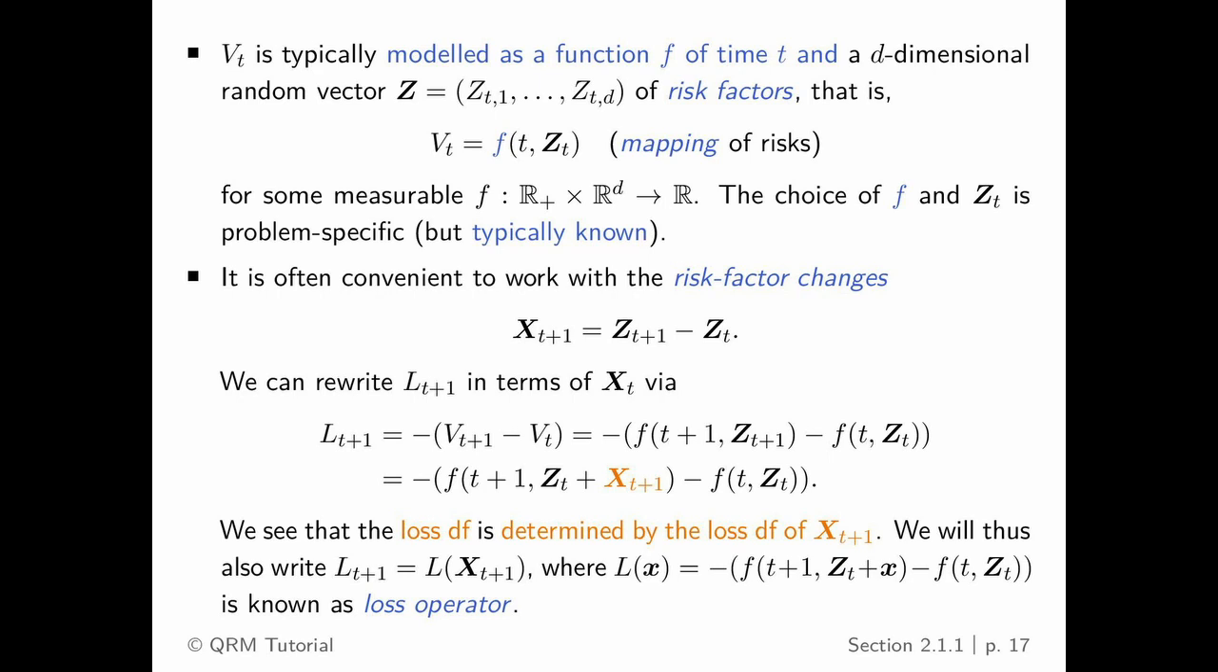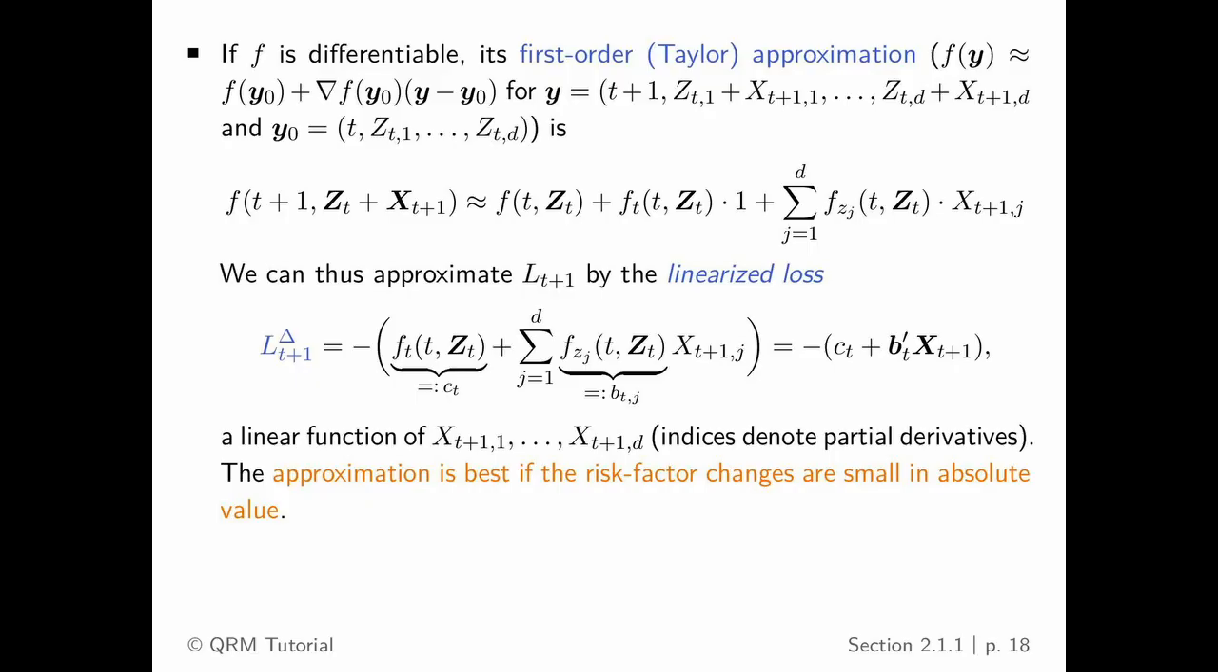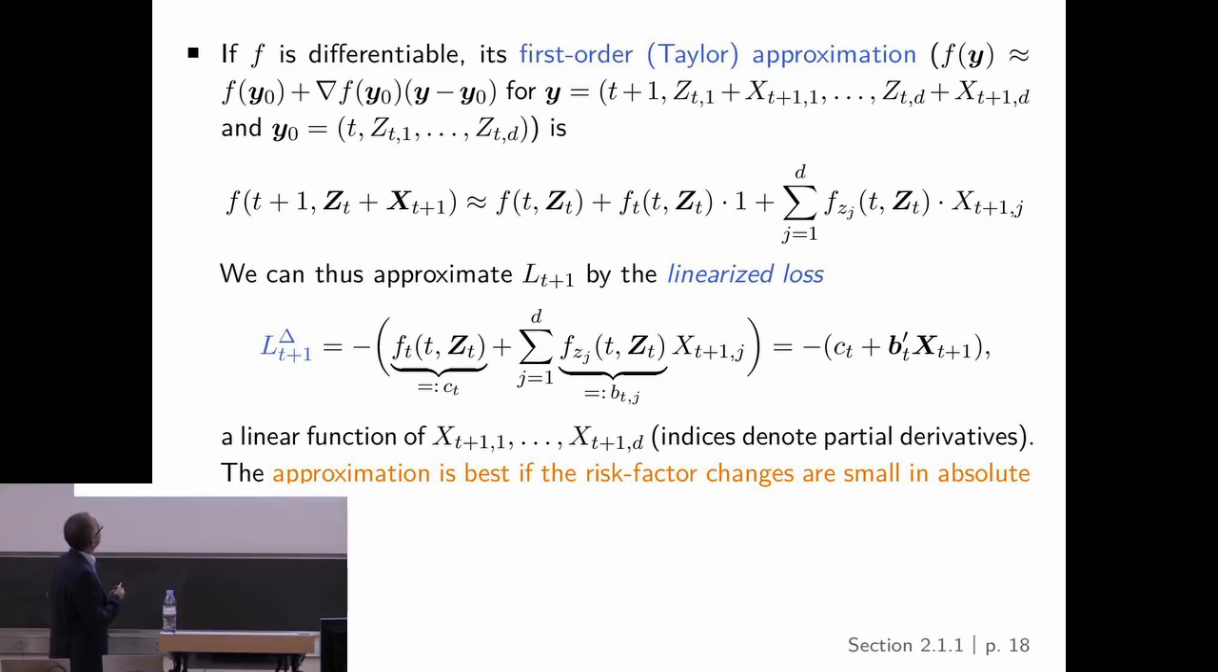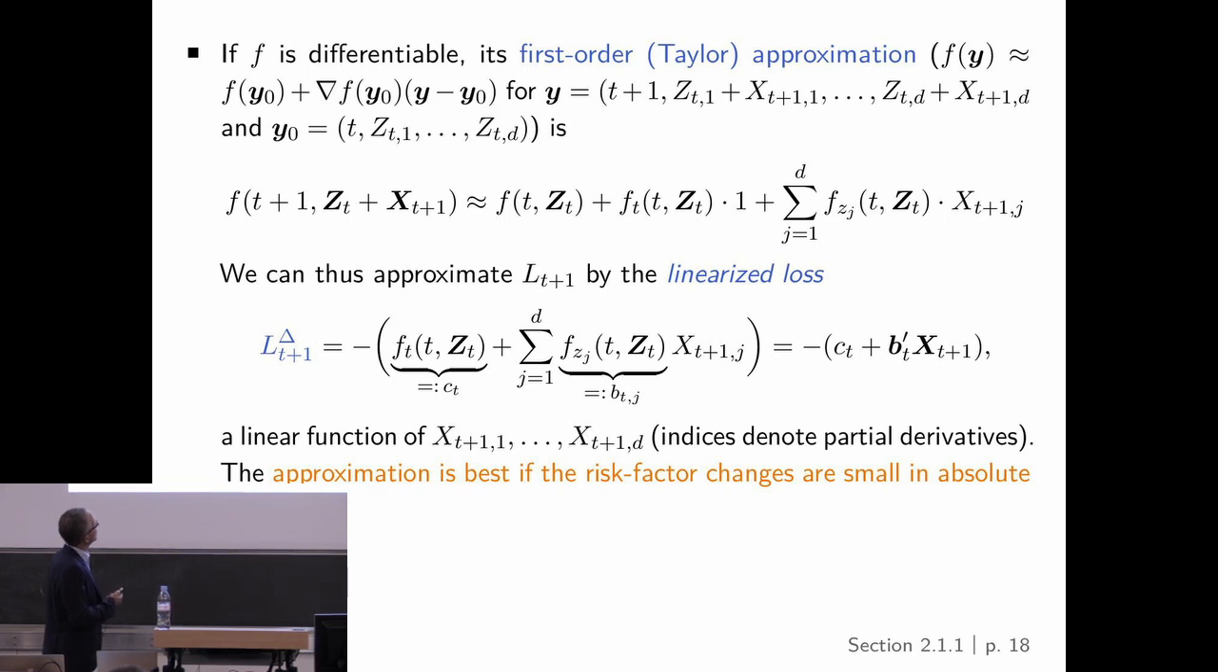Of course, this slide is now very specific to market risk. If you're taking a small delta t, 1 day, 10 days, then typically these risk factors will not vary a lot. And then we can work with first order Taylor approximations. So the change can be approximated: f(t+1, z_t + X_{t+1}) is roughly equal to the current value plus the change f_t, that's the change in time, plus the derivative with respect to these risk factors, f_z(t, z_t), times the change in the risk factors.